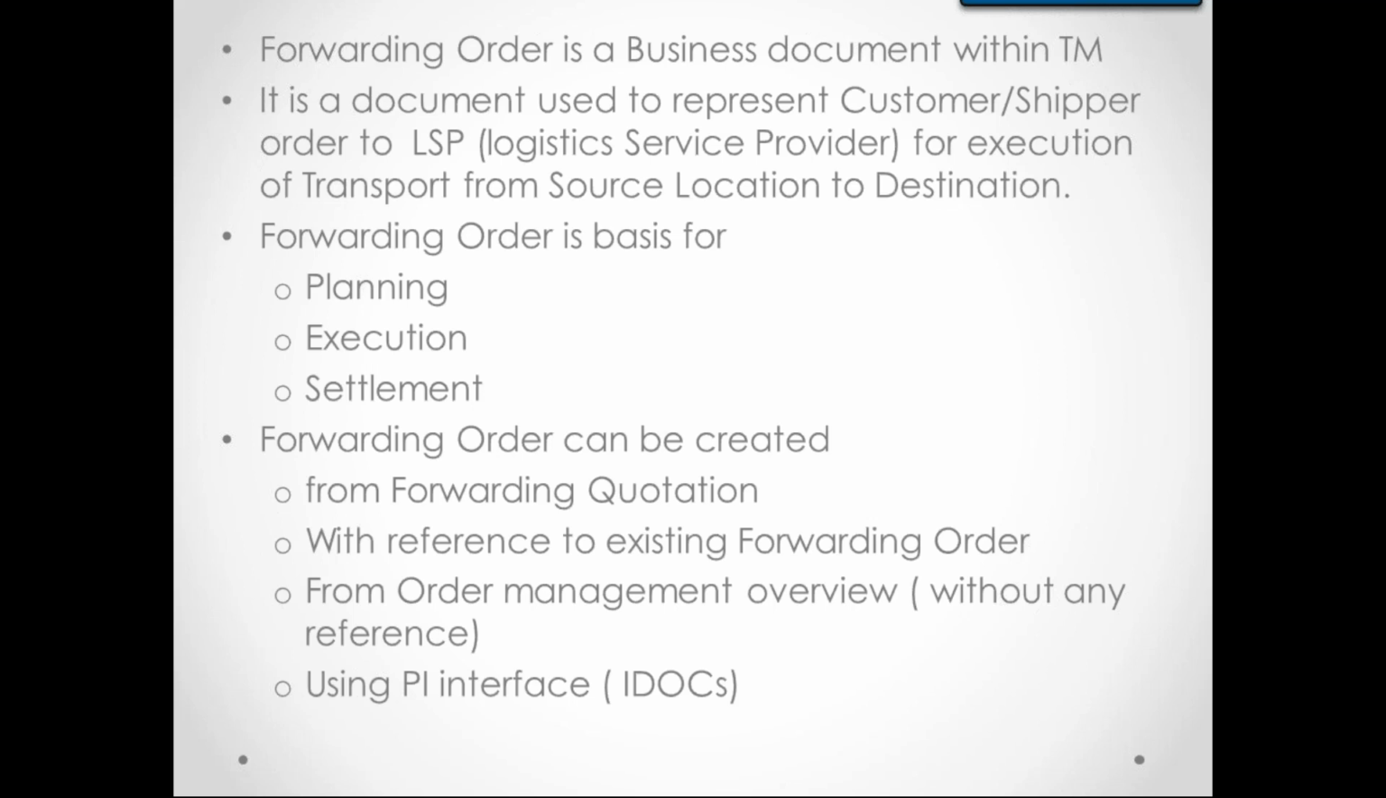Okay. So the forwarding order is nothing but a business document or transaction within the TM, and it is a document used to represent the customer or shipper order to the LSP, logistic service provider, for execution of transportation or planning of a transportation from a source location to a destination location. Okay. So the forwarding order is a basis for planning, execution, and settlement.